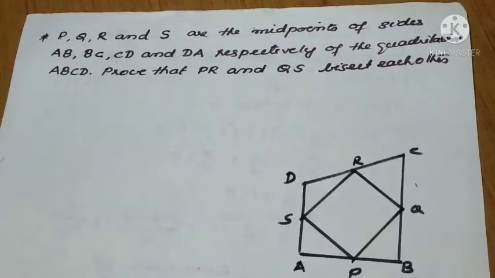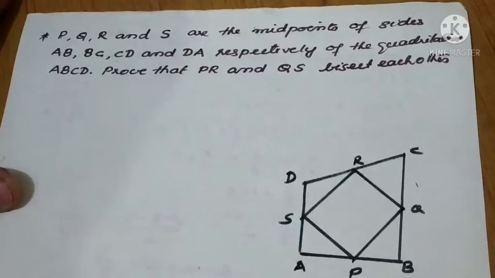Good, continuing the Quadrilateral chapter here. P, Q, R and S are the midpoints of the sides AB, BC, CD and DA respectively of the quadrilateral ABCD. Prove that PR and QS bisect each other. These are the important questions we are solving. We have already completed one video on quadrilaterals, and now this is the second video.